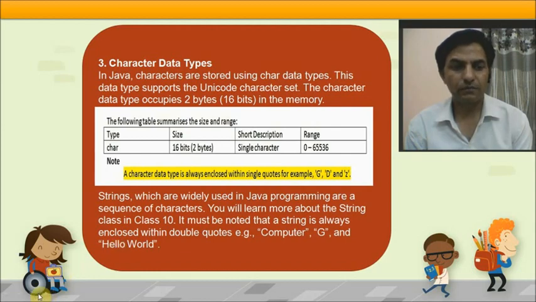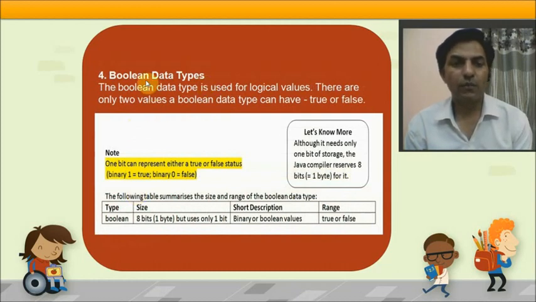Now, the next or fourth one is the Boolean data type. The Boolean data type is used for logical values. There are only 2 values a Boolean data type can have, that is true or false. Note, 1 bit can represent either a true or false status. Binary 1 is true, binary 0 is false.